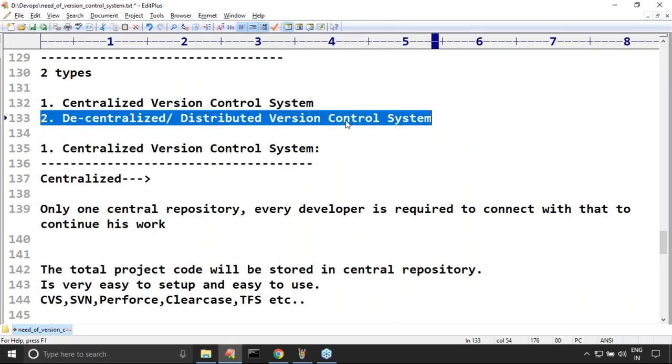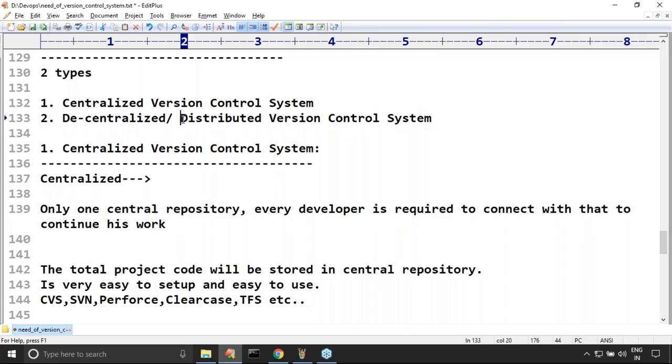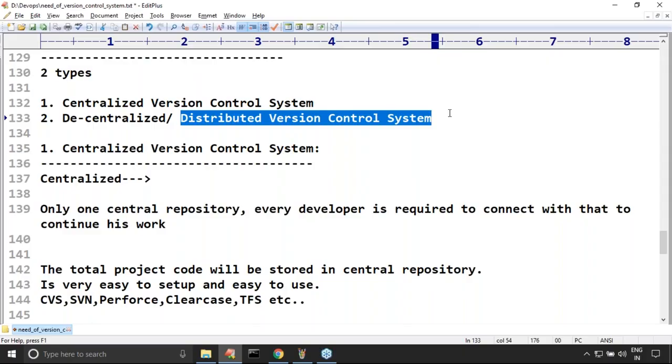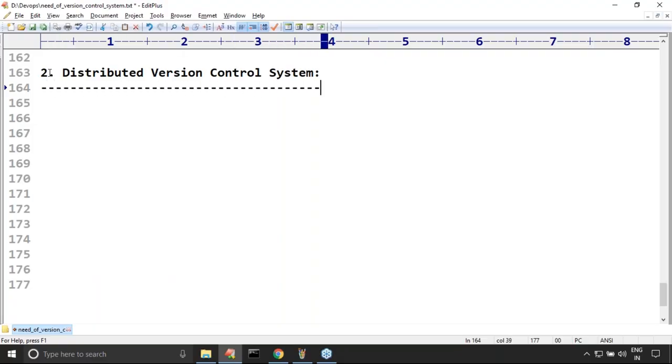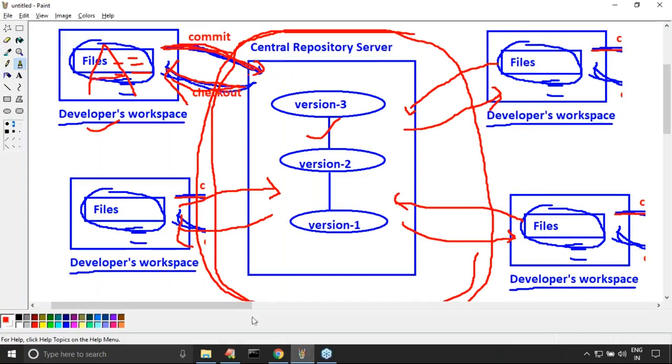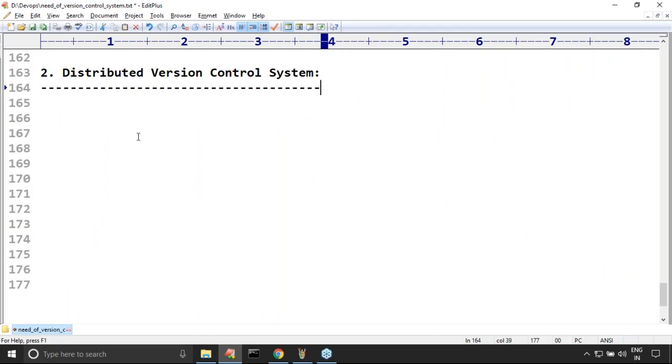Now, to overcome these limitations, we have to go for the decentralized or distributed version control system. What is the second one we have to talk about? Distributed version control system. Remember this a bit carefully. In this first diagram, are you feeling any difficulty to understand? Everyone feels comfortable, right? Nothing unknown, no Greek and Latin. Easy, understandable thing only. Now let me go to the second model.